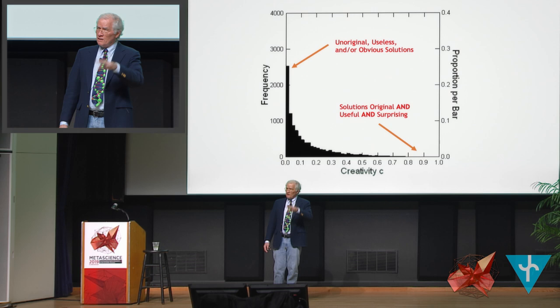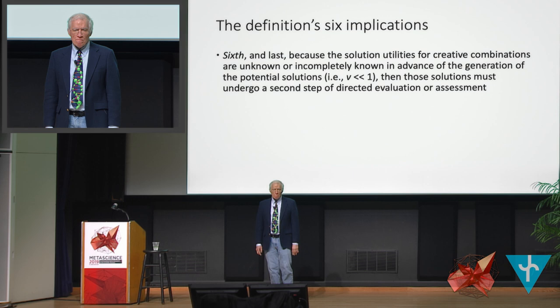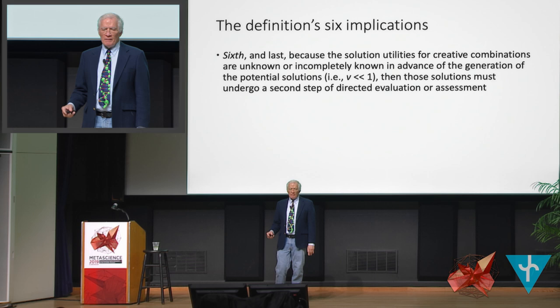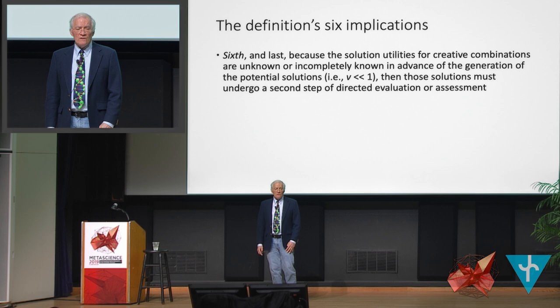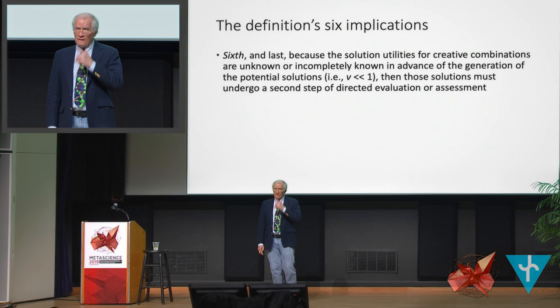Sixth and last, because the solution utilities for creative combinations are unknown or incompletely known, I mean, sometimes V is greater than zero, in advance of the generation of the potential solutions, then those solutions must undergo a second step of directed evaluation or assessment. This has been called various things.